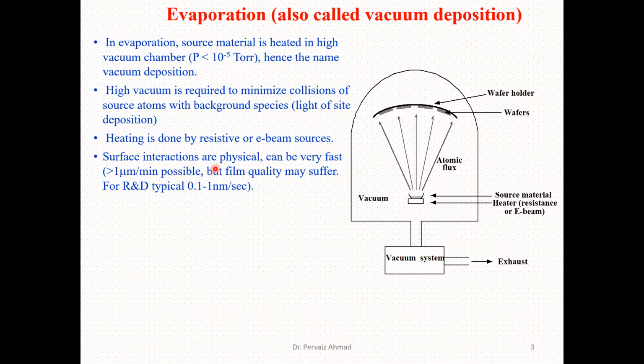Surface interactions are physical, we don't have any chemical reactions here. As a result, it can be very fast. How fast? It can be greater than 1 micrometer per minute. But remember, film quality may suffer. The process is very fast, which can be a merit on one side, but on the other side it can be a demerit because it can affect the film quality. For R&D, typically we have 0.1 to 1 nanometers per second.